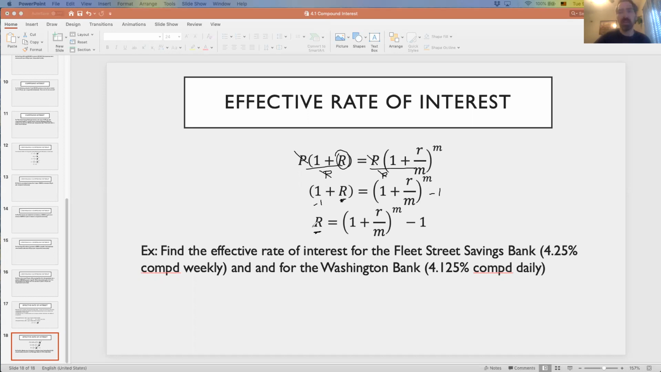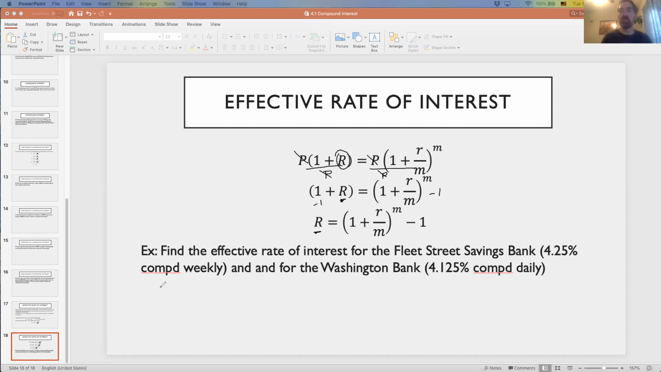So this is the effective rate of interest. If we know the nominal rate of interest, that's the interest rate that's given, and we know the number of compounds per year, then we can find the effective rate of interest. Once we find that effective rate of interest, we can use that to compare two different investments to see which one's better. For example, find the effective rate of interest for the Fleet Street Savings Bank, which pays 4.25% interest compounded weekly, and for the Washington Bank, which pays 4.125% compounded daily.